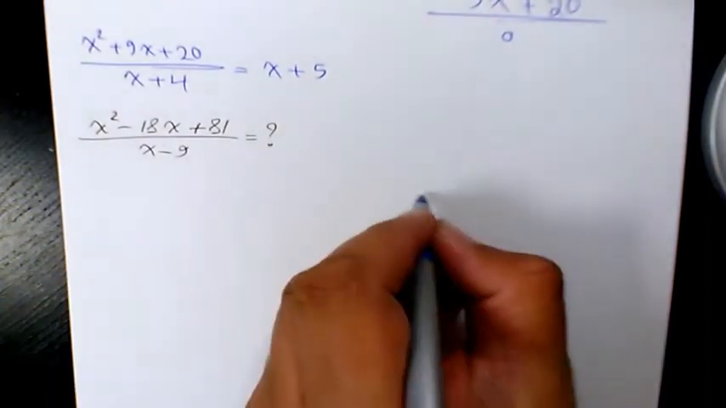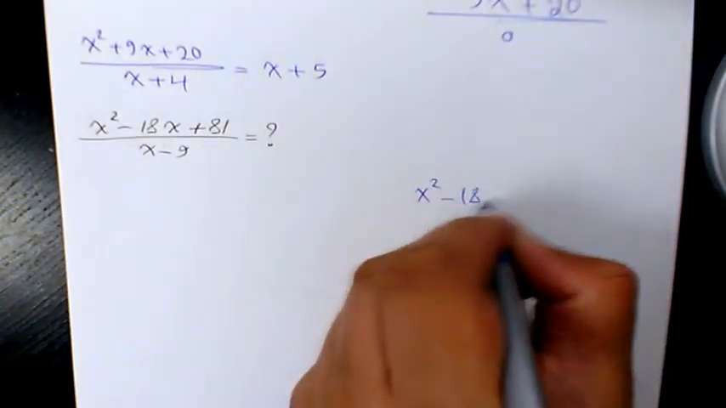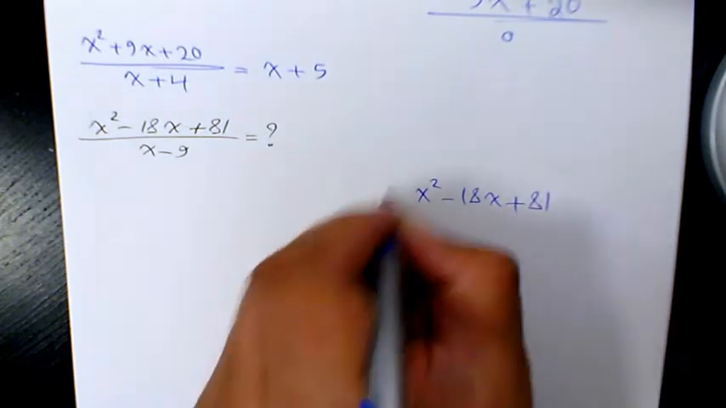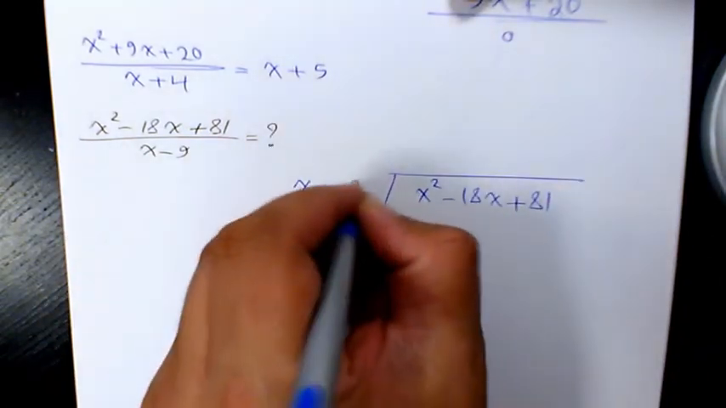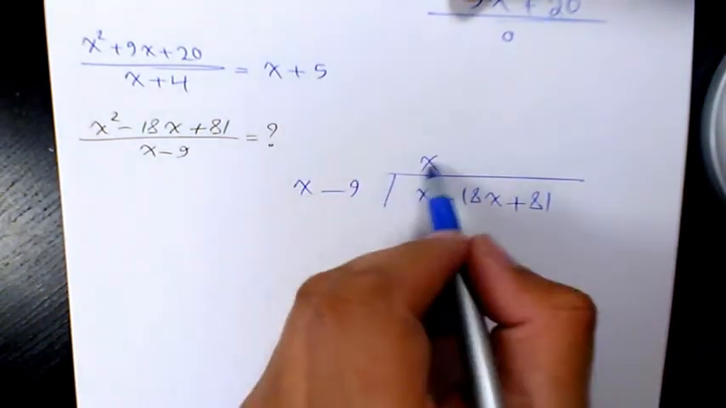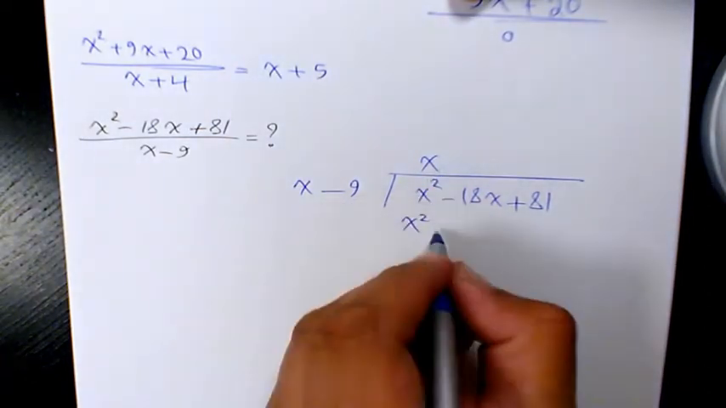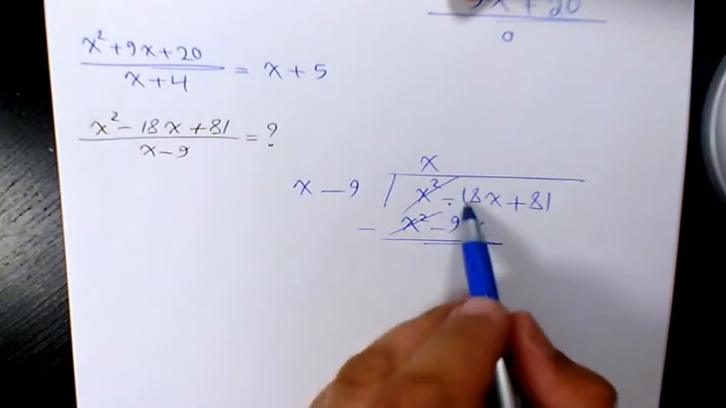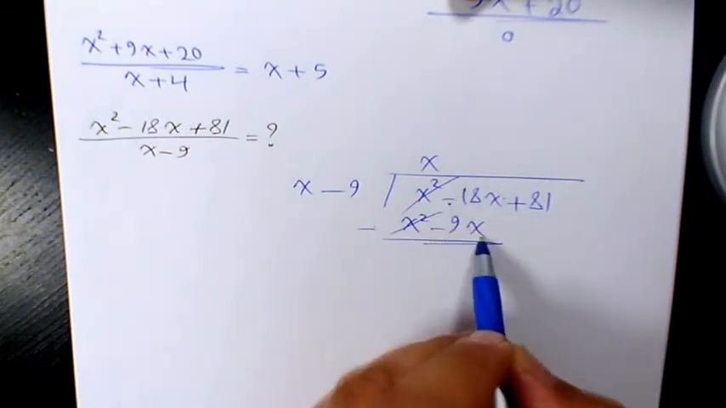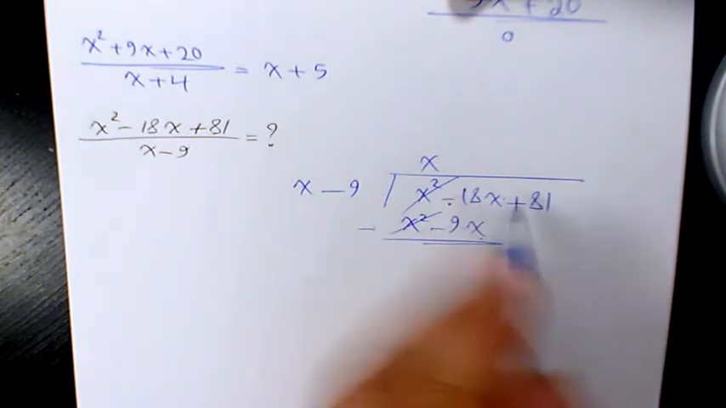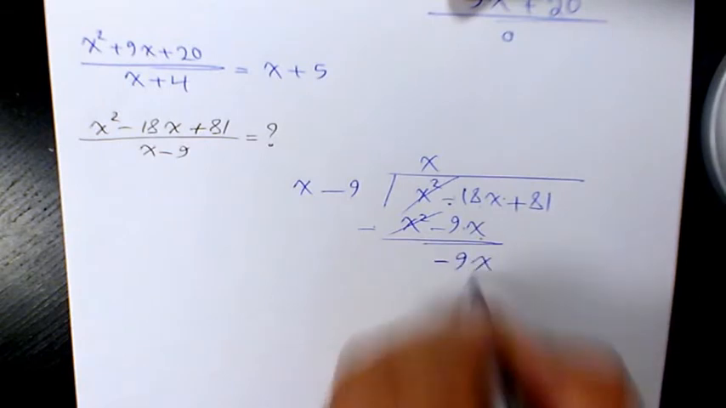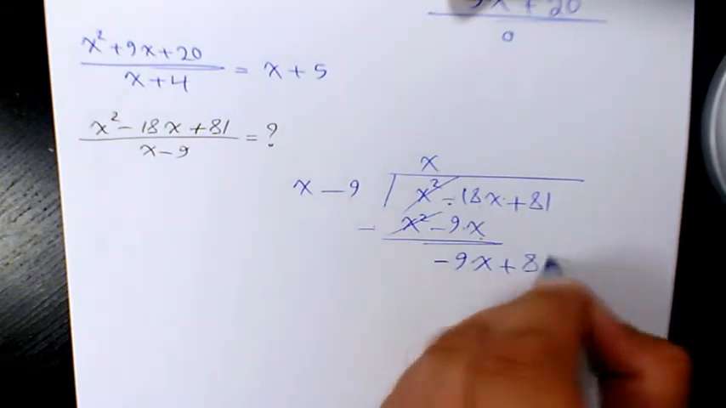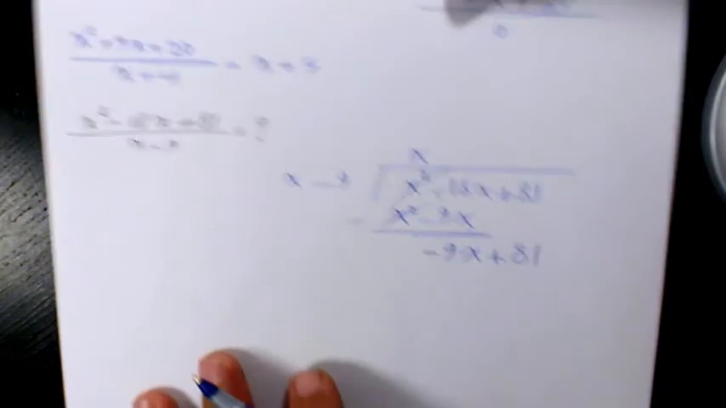Next example, x squared minus 18x plus 81 divided by x minus 9. x squared divided by x is going to be x. x times x, x squared. x times negative 9, negative 9x. When you subtract it, these two cancel out. Negative 18x minus negative 9x, which will be positive 9, and negative 18 is going to be negative 9x. You bring the next number down because you have two terms, so you must always have two terms here.